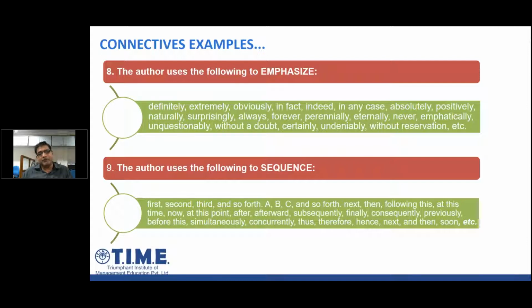Okay, similarly he may say finally, for instance, or to begin with, for instance. Okay, so these are sequence words. They will also help us to establish links among sentences. So please use these. Okay, these are sequence words: first, second, third, etc. All of them are important. Okay, so we go to the next connectives.